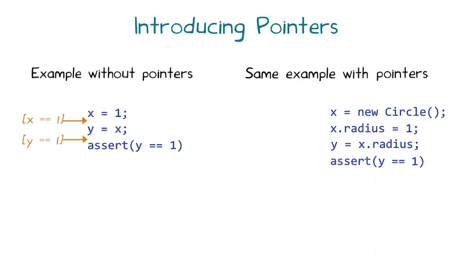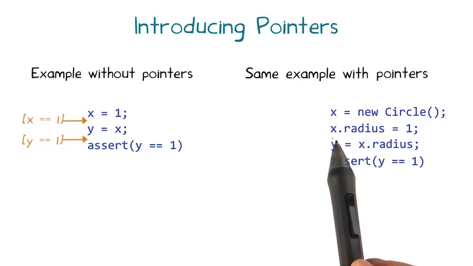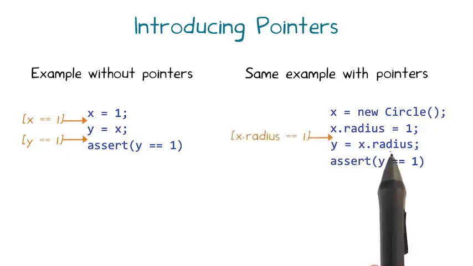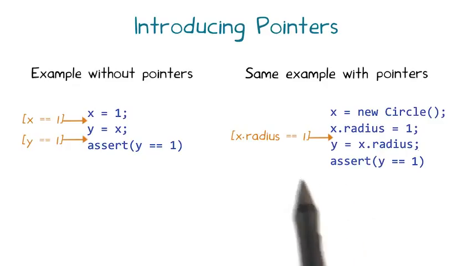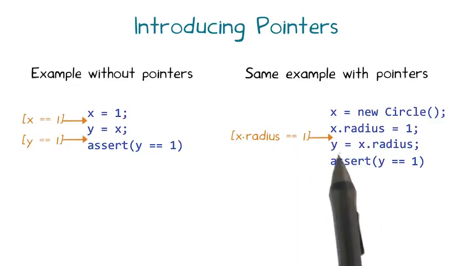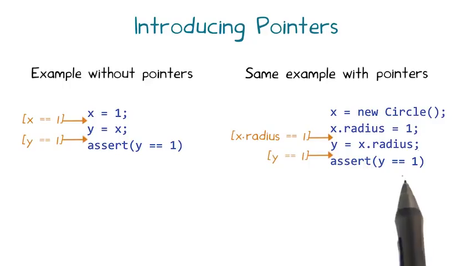Now let's perform our analysis on this new program. We begin by analyzing the assignment to x.radius. We can infer that the value of x.radius at this program point must be 1. We then analyze this assignment to y, and we can infer that since the value of x.radius before the assignment is 1, the value of y after the assignment must also be 1. Our analysis therefore proves that this assertion is valid.